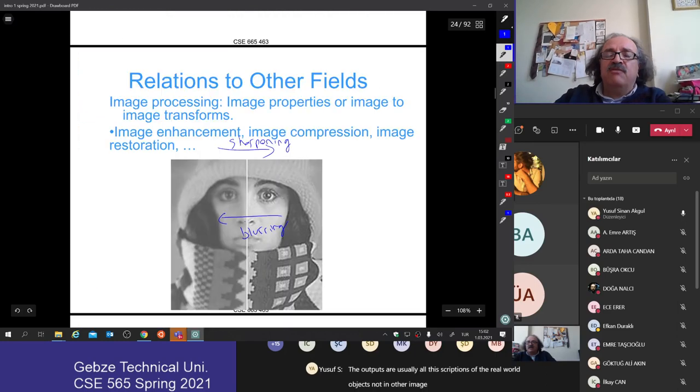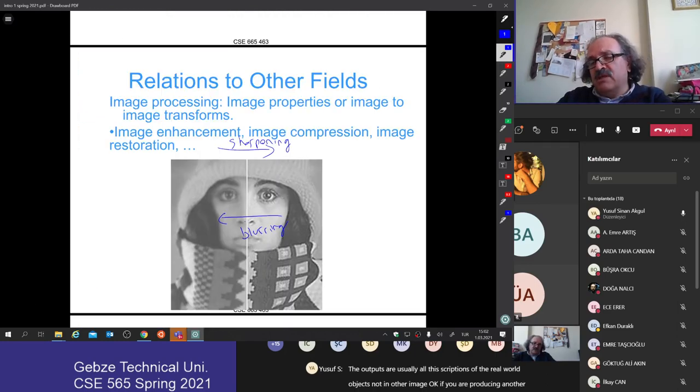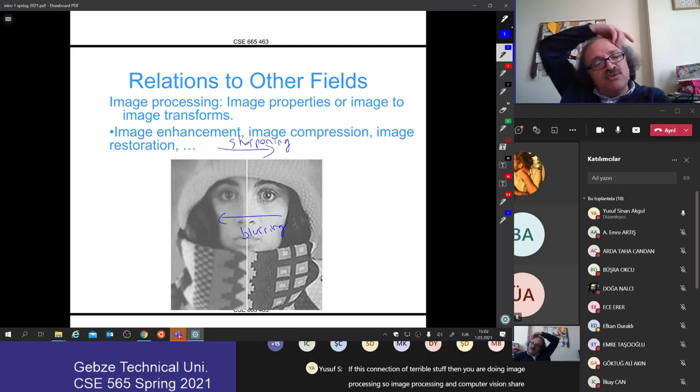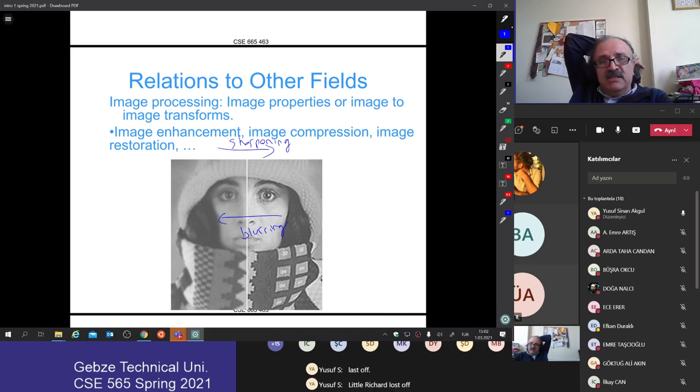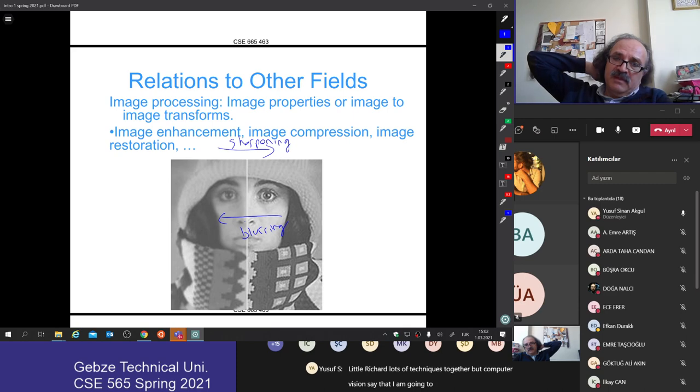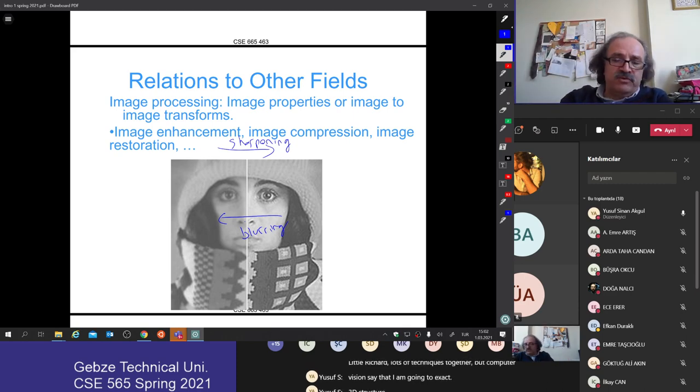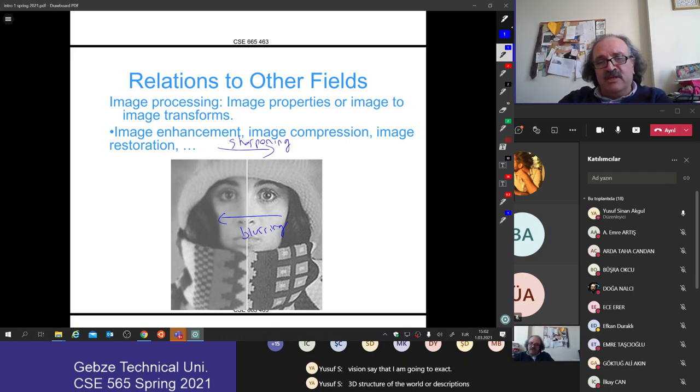If you are producing another image, and it doesn't contain any description of the real world stuff, then you are doing image processing. So image processing and computer vision share lots of literature, lots of techniques together, but computer vision says that I am going to extract 3D structure of the world or descriptions of the world, geometric or dynamic.